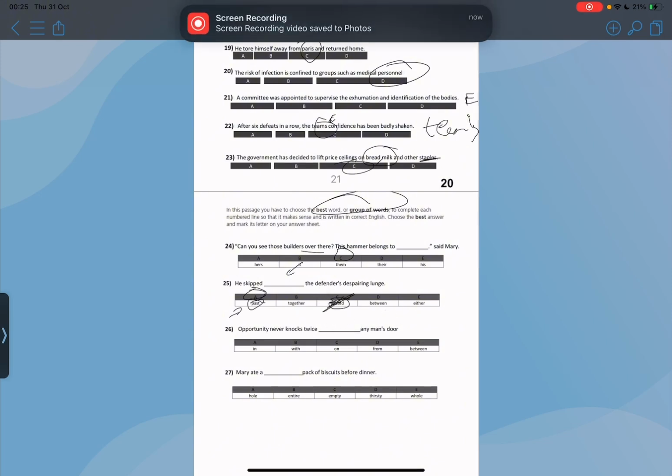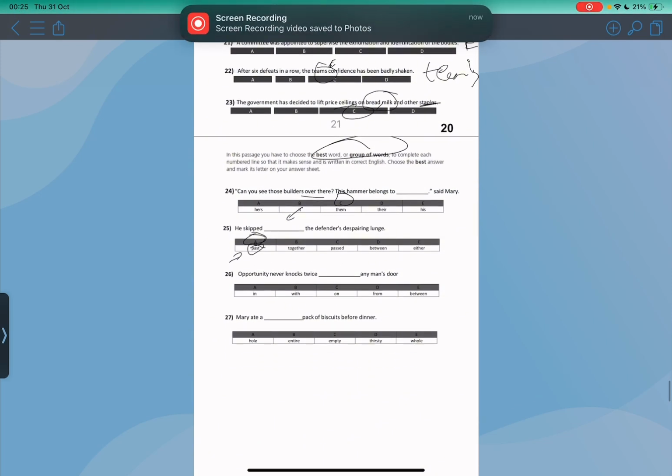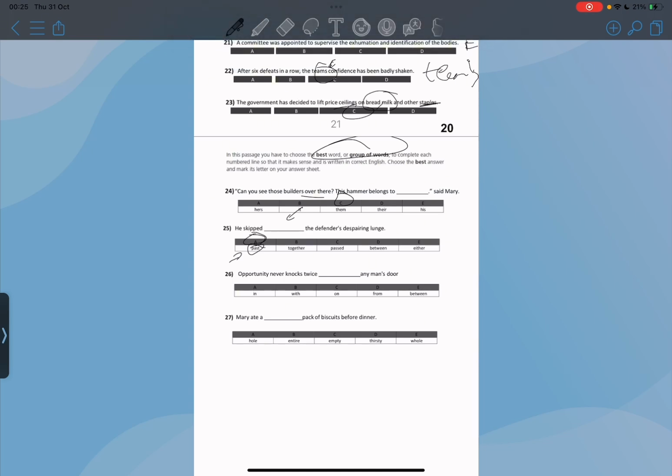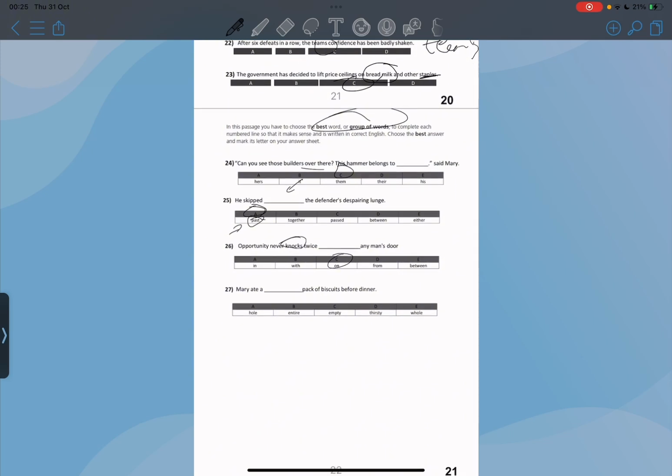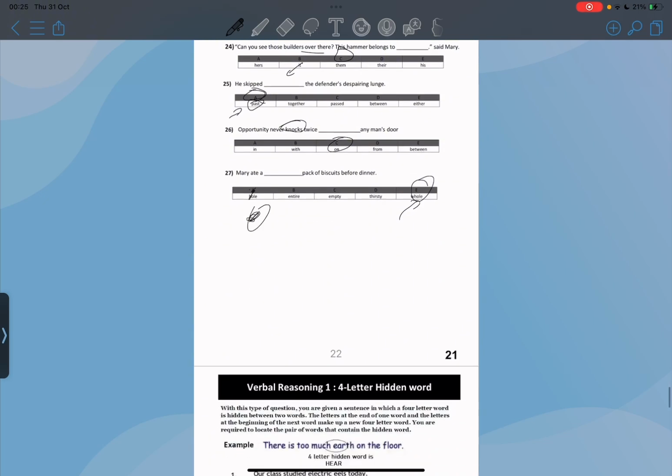Okay, so question 26. Opportunity never knocks twice on any man's door. So if you're going to knock on something, it's going to be on. Question 27. Mary ate a whole pack of biscuits before dinner. So this is the correct whole. This one just means a hole, like a circular hole.